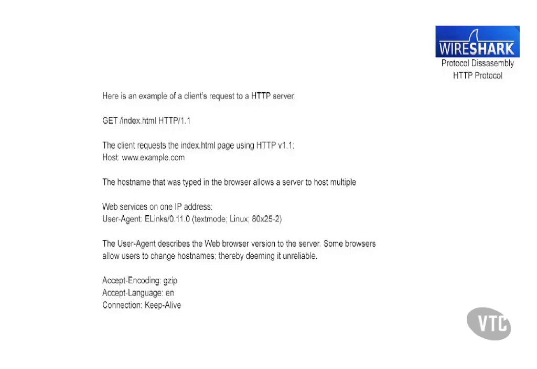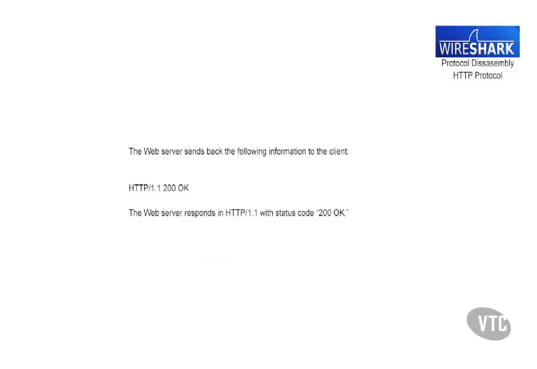The web server responds in HTTP 1.1 with status code 200 OK. This indicates to the browser that the object was successful and fetched from the web server. Other codes are 403, which is forbidden. Usually the server does not have permission to send the object to the client. And 404, which means that the server cannot find the object which the client had requested.